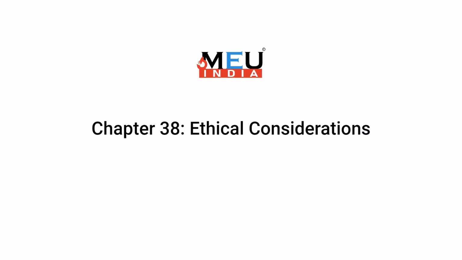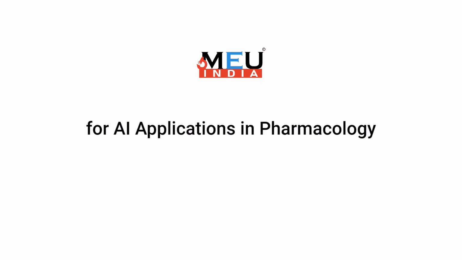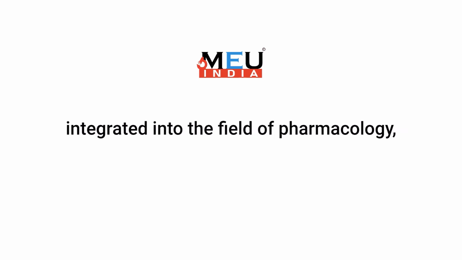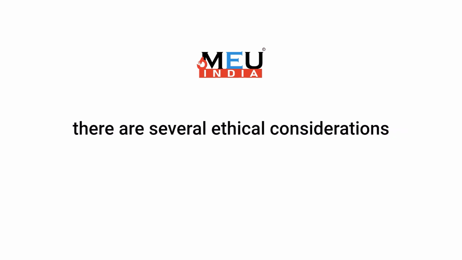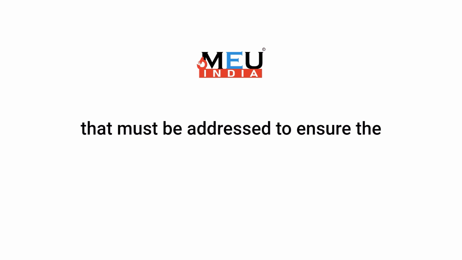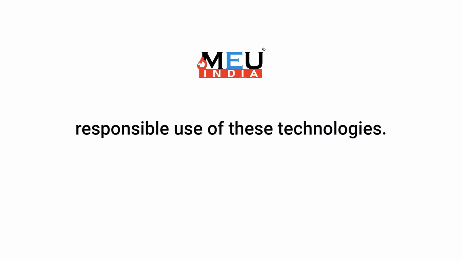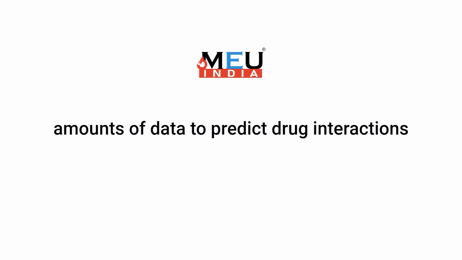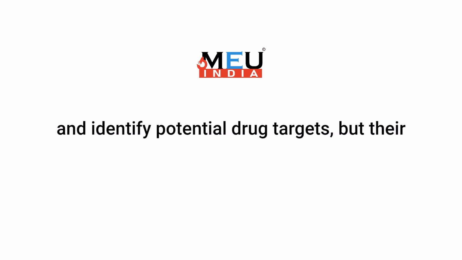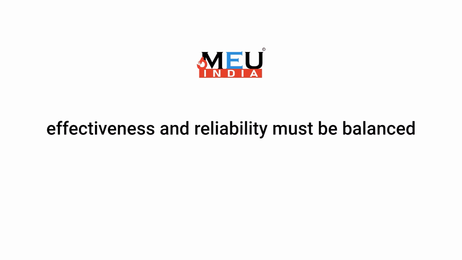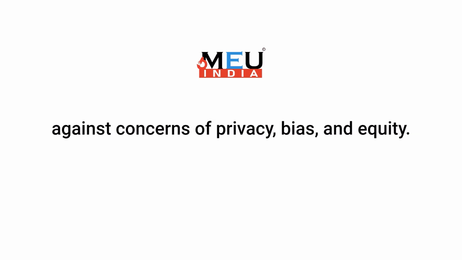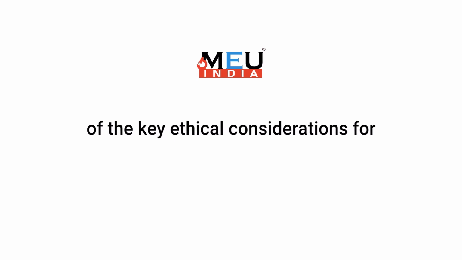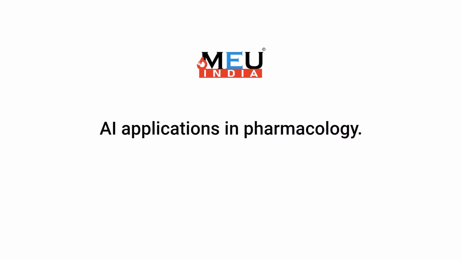Chapter 38, Ethical Considerations for AI Applications in Pharmacology. As artificial intelligence becomes more integrated into the field of pharmacology, there are several ethical considerations that must be addressed to ensure the responsible use of these technologies. AI algorithms have the ability to analyze vast amounts of data to predict drug interactions and identify potential drug targets, but their effectiveness and reliability must be balanced against concerns of privacy, bias, and equity. In this chapter, we will discuss some of the key ethical considerations for AI applications in pharmacology.